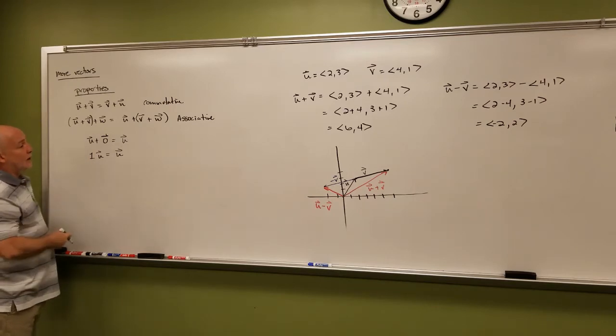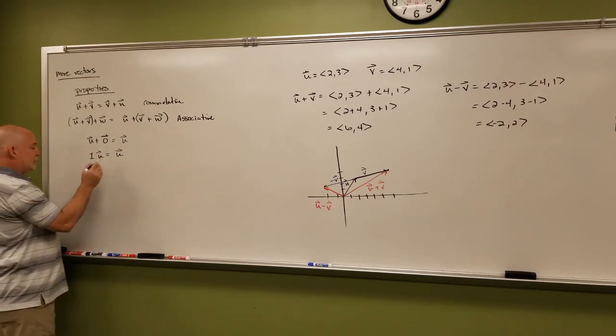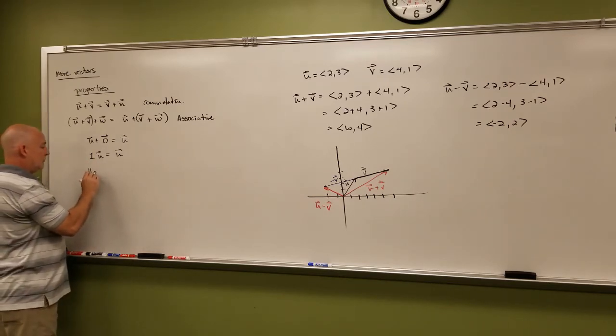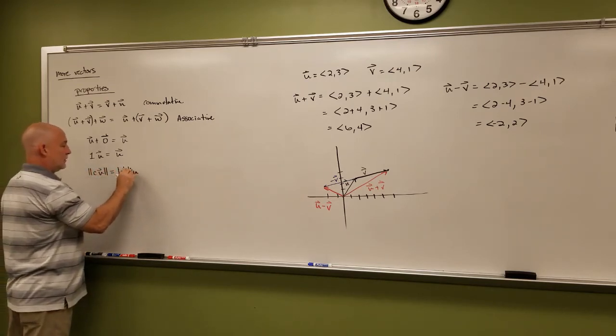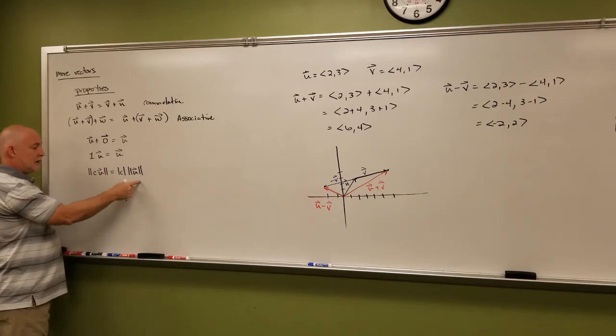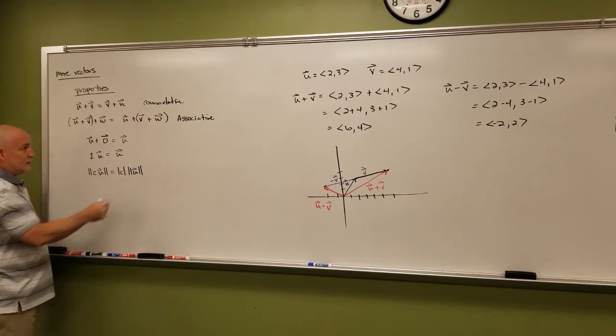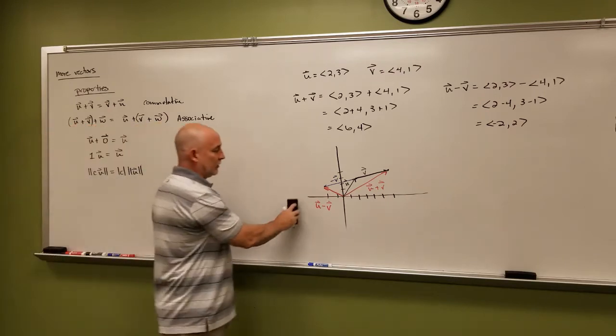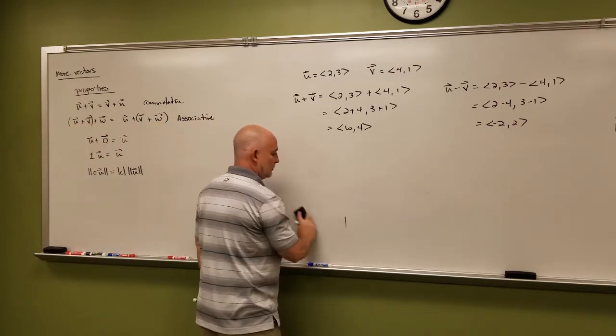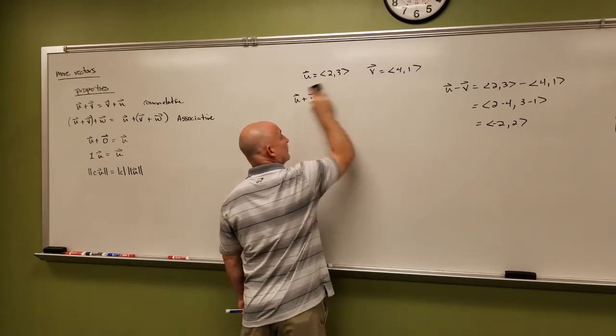Now, just so we have some properties in the same place, we had this one on the board a minute ago. If you find the magnitude of a scalar times a vector, it's really just the absolute value of the scalar times the magnitude of the vector. All right, just a few properties just so we know that they go by basically the same rules as our regular number system does.